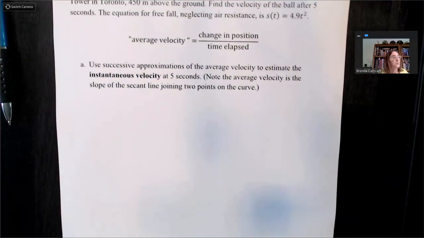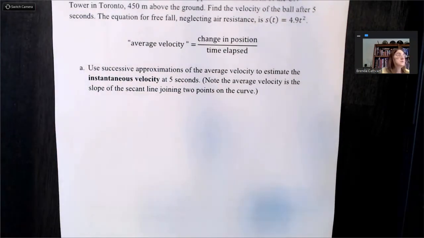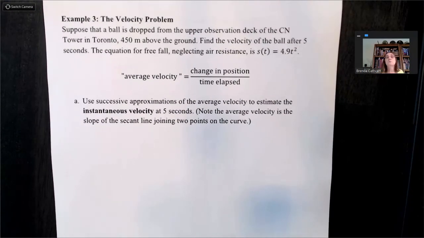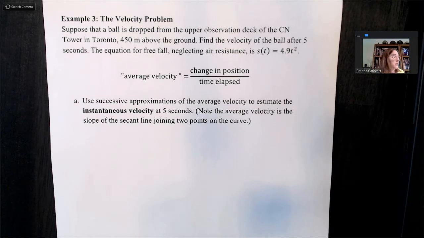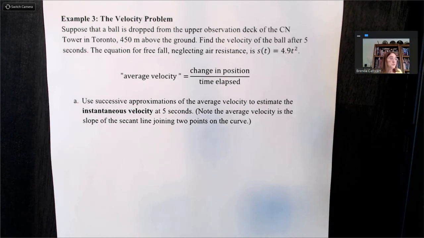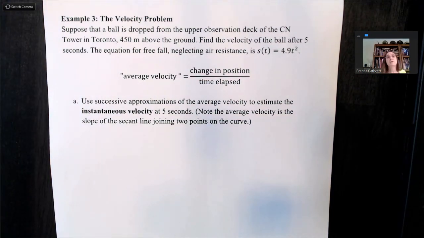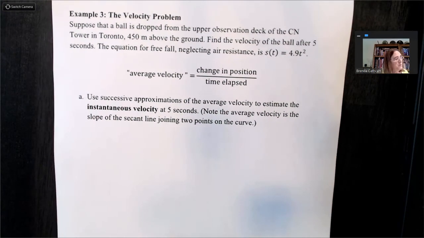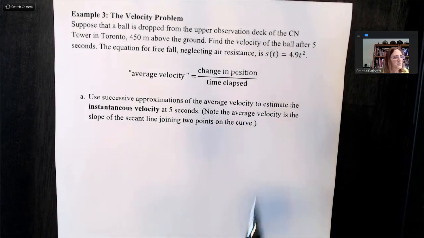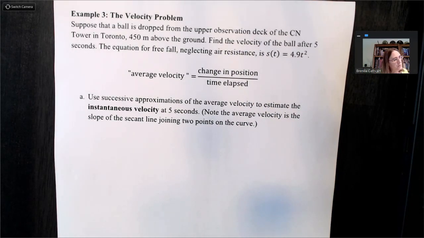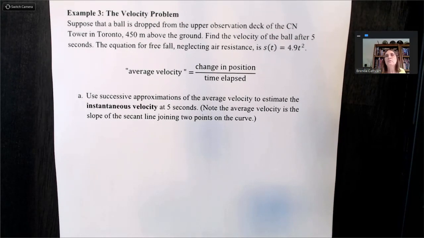Okay, let's do one more example. We said this lesson is going to answer the essential question, what the connection is between tangent lines and velocity problems. And so now that we've talked about tangent lines, let's take a look at a velocity question. So suppose that a ball is dropped from the upper observation deck of the CN Tower in Toronto. It's 450 meters above the ground. We want to find the velocity after 5 seconds.